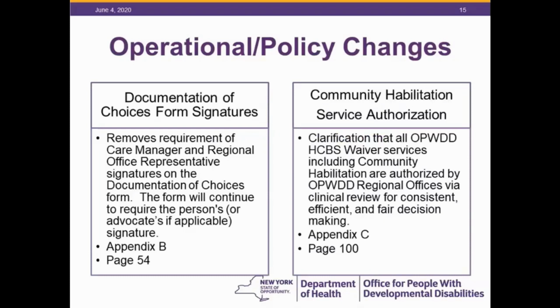So the first operational and policy change of note that we come to in this waiver amendment is with regards to the documentation of choice form signatures. That section can be found in Appendix B on page 54. And just as background, the documentation of individual choice to participate in and receive HCBS waiver services is a requirement for waiver enrollment. Now, the mechanism that we use for verifying that an individual has chosen to receive waiver services is the documentation of choices form. Currently with that form, signatures are required by the individual and/or their advocate, regional office staff, as well as the individual's care manager.